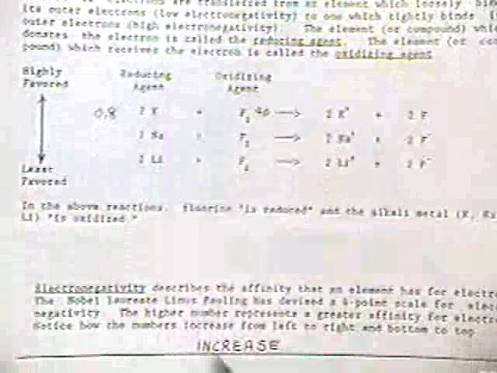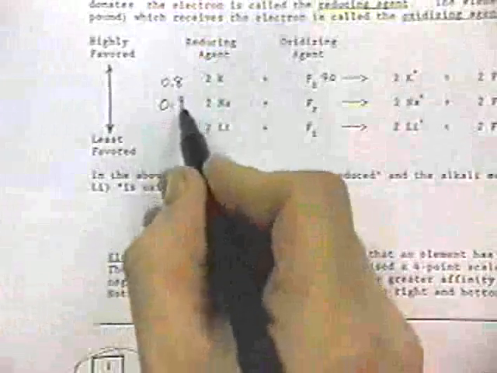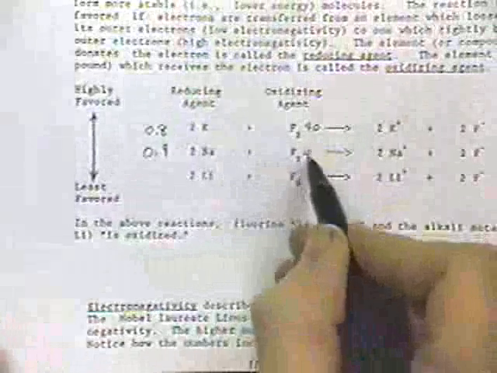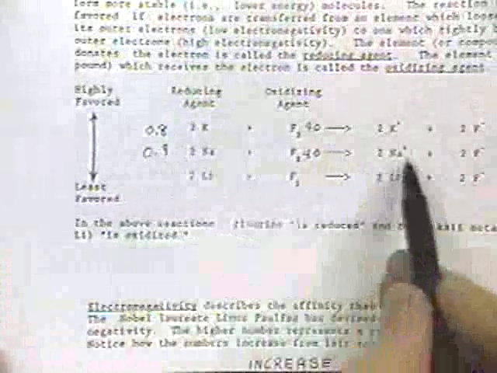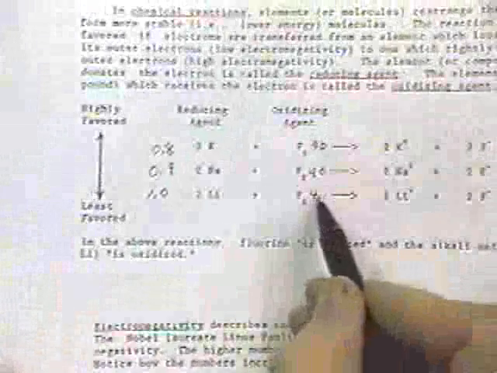And then what we can do is take a look at sodium. Sodium is here on the periodic table. It has 0.9 as its electronegativity. Again, the fluorine is 4.0, a big difference, and it's an ionic reaction. And then here we have lithium, which has a 1.0 on the electronegativity scale. Again, fluorine is 4.0, and again, we have yet another ionic reaction.